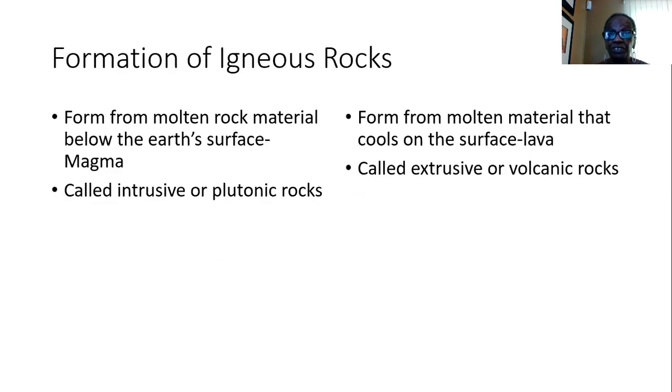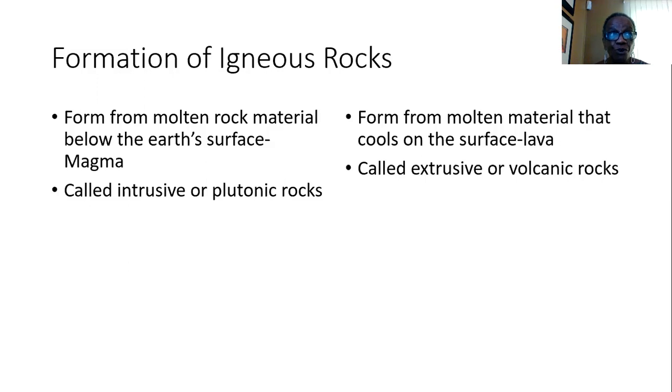Now, the formation of igneous rocks, remember I told you that igneous rocks are formed from melted rock material below the surface of the earth, or they are formed from molten material on the surface of the earth. If the molten material cools and solidifies, and the molten material is below the surface of the earth, it's called magma. If it's on the surface of the earth, it's called lava.